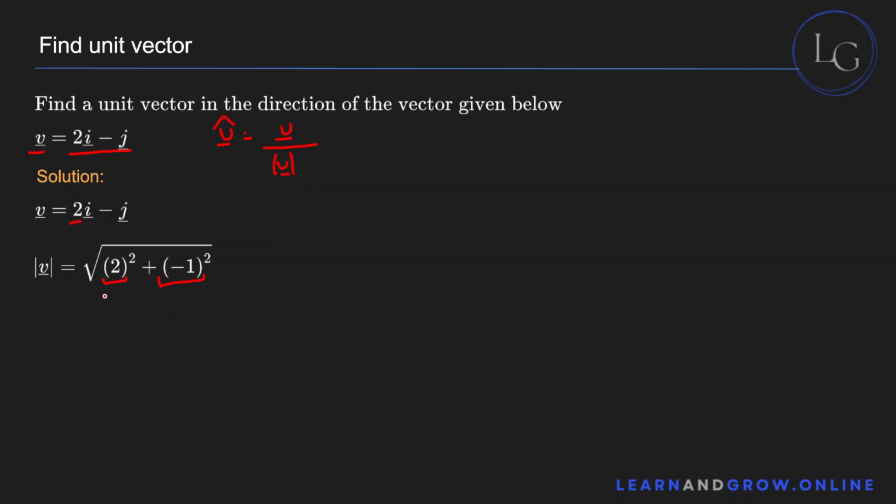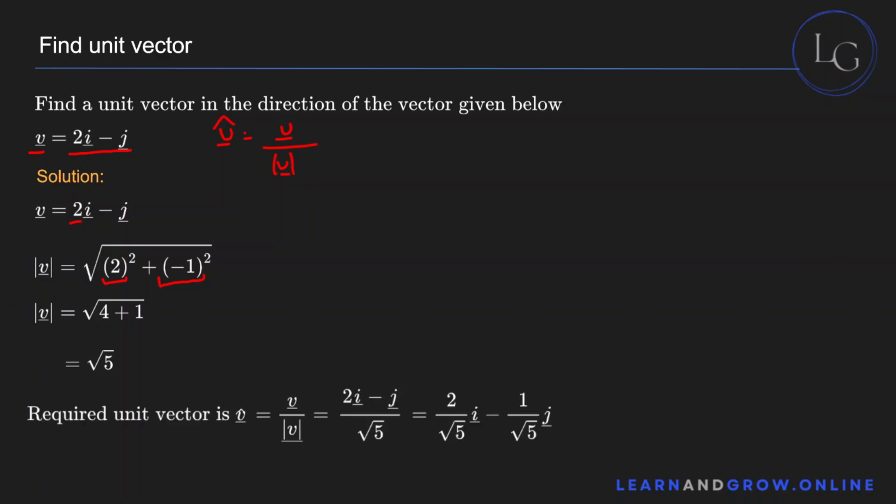So 2 squared plus minus 1 squared will give you the square root of 4 plus 1. So that just means square root of 5. And that is basically the magnitude of the vector v, right? So the unit vector of v is equal to the vector v divided by its magnitude. So 2i minus j divided by square root of 5.